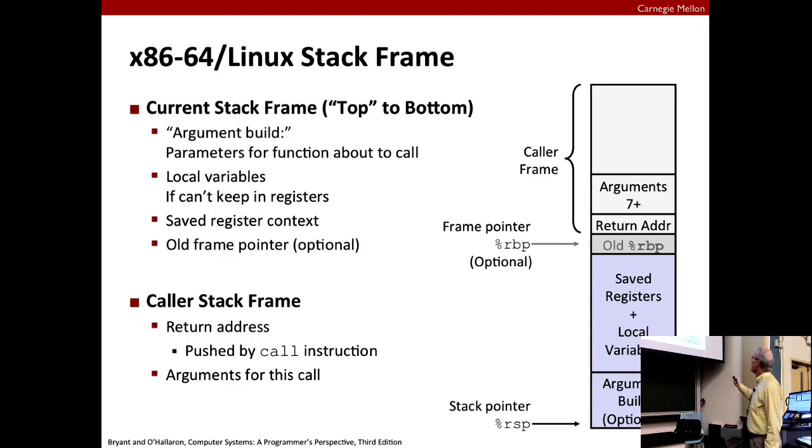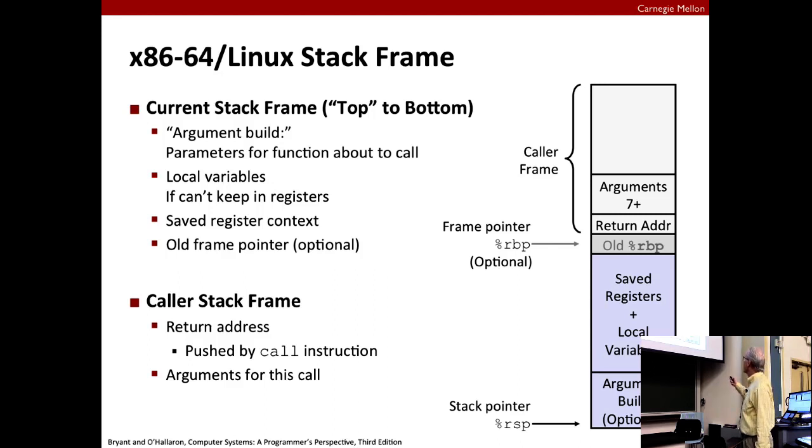Now, if we're making use of a base pointer, then we have to have somewhere to store the old value of the base pointer so that we could fix it back when we return. We won't show any code doing that here. So this is optional.